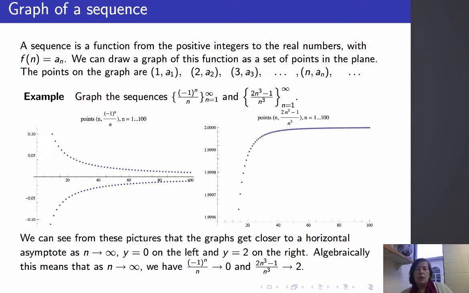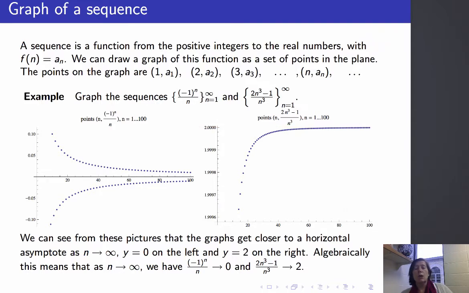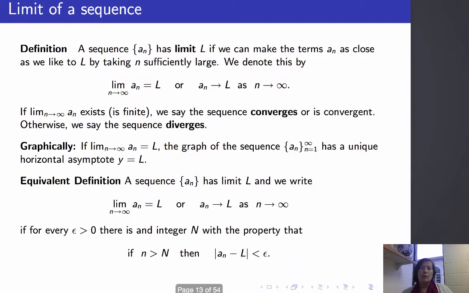For now, notice a couple of things: as n approaches infinity, or gets larger and larger, (2n cubed minus 1) over n cubed gets closer and closer to 2. So the y values on the graph get closer and closer to 2. And for the sequence on the left, the alternating sequence (-1)^n over n, as n gets larger and larger, the values alternate between positive and negative values, but they both get closer and closer to 0. Both of these graphs display limiting behavior.